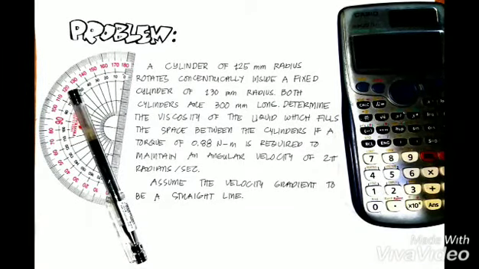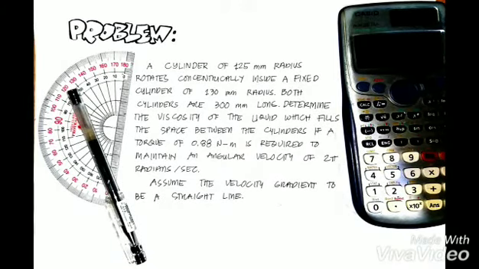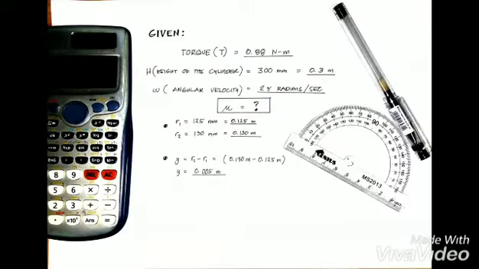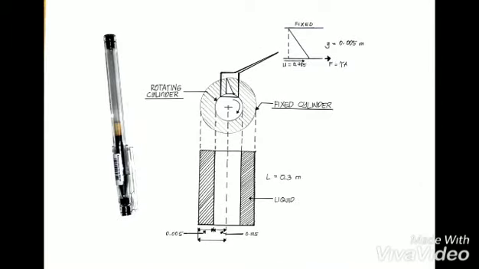Now let's assume the velocity gradient to be a straight line. For us to solve the viscosity, we need to find the shear stress all over the velocity divided by the thickness. For us to start solving the problem, we need to ensure that all of the given parameters are listed down. This picture illustrates the figure and its given parameters.